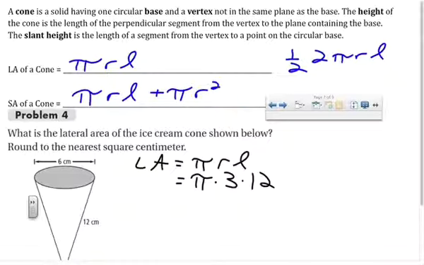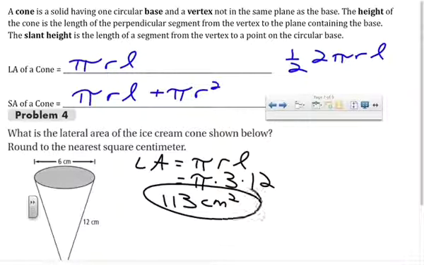The instructions say round to the nearest square centimeter. So you're using that pi button in your calculator. And I have 113 square centimeters.